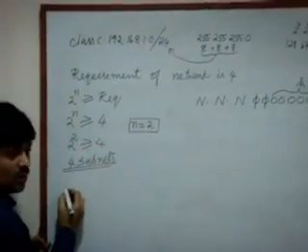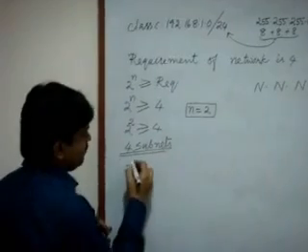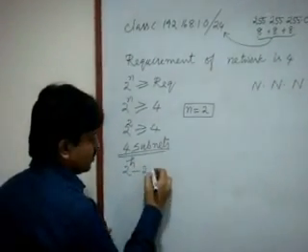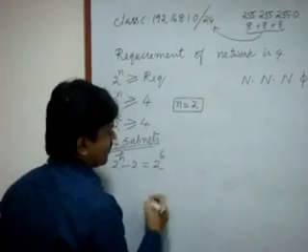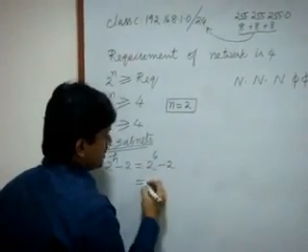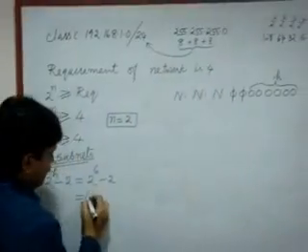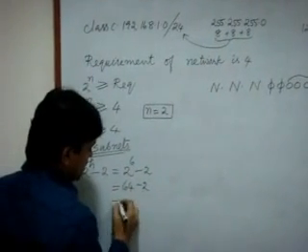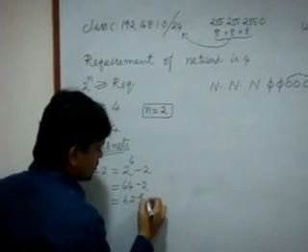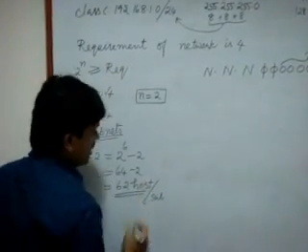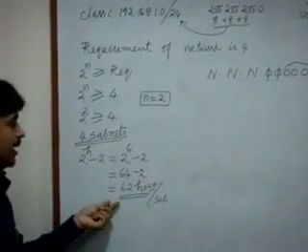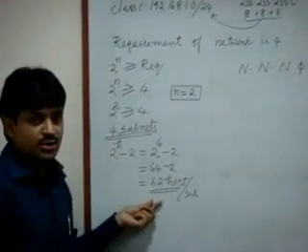Now I have to calculate the number of hosts on each subnet. The formula is 2 power h minus 2. How many host bits? 6 host bits. 2 power 6 is 64, minus 2, that is 62 hosts per subnet. So we got 4 subnets, and on each subnet we have 62 hosts.